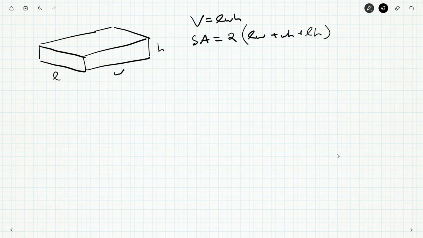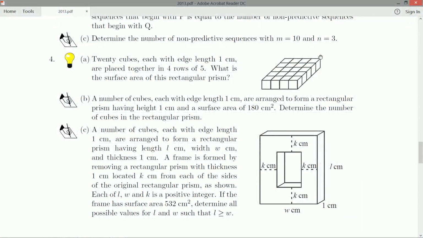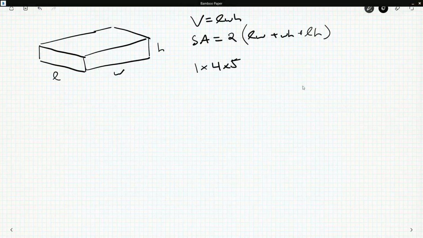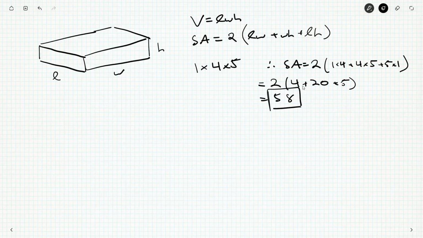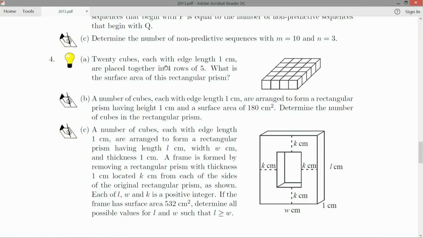So in particular for this one, it's a 1 by 4 by 5. We can either see that by inspection or drawing it out. But you can sort of count 4 across, 5 across, and then it's 1 high. So our surface area is going to be 2 times 1 times 4, plus 4 times 5, plus 5 times 1. So that's going to be 2 times 4, plus 20, plus 5. That's 29, so it's going to be 58. And that would be our final answer. Surface area of 58. Did they give us something like centimeters? Yeah, centimeters, so you could say 58 centimeters squared.